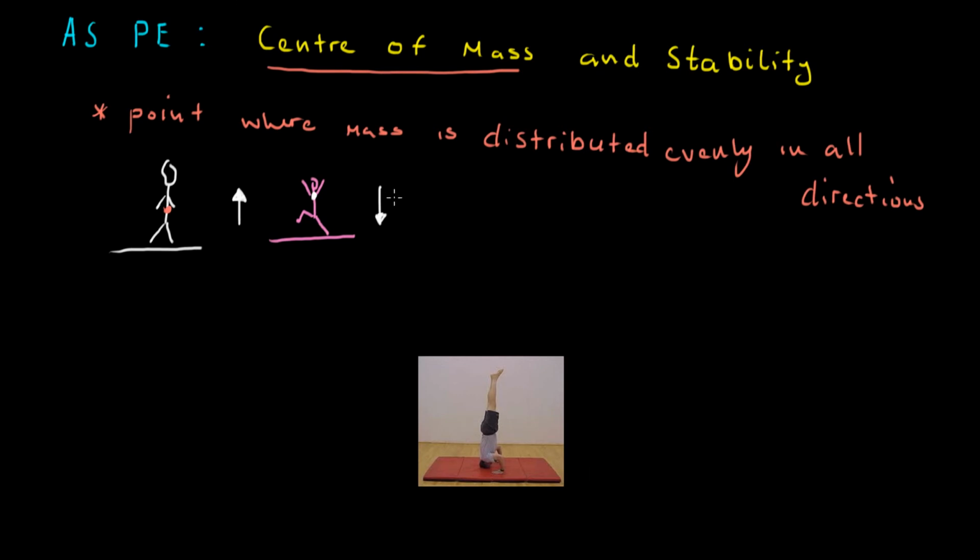Now, that might not seem to be particularly important, but when you start to think about it in an applied practical sense, it's actually very, very important. One of the things that you need to be aware of is that when we jump, for example, the flight path of our centre of mass is predetermined.